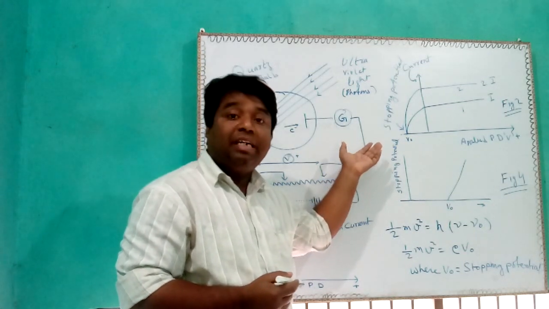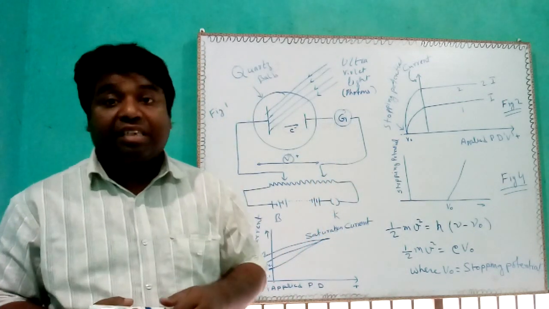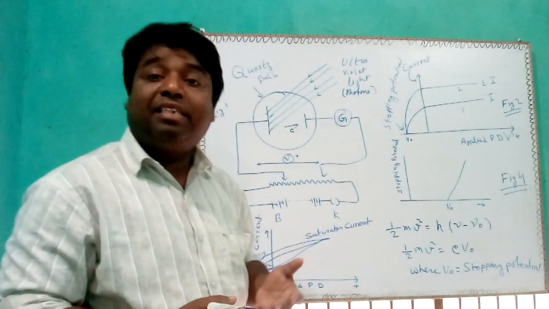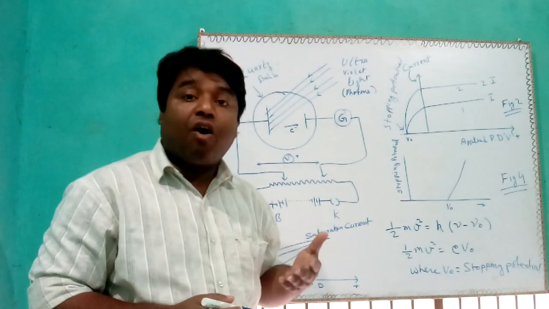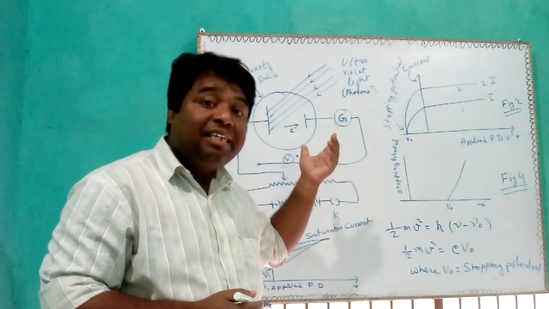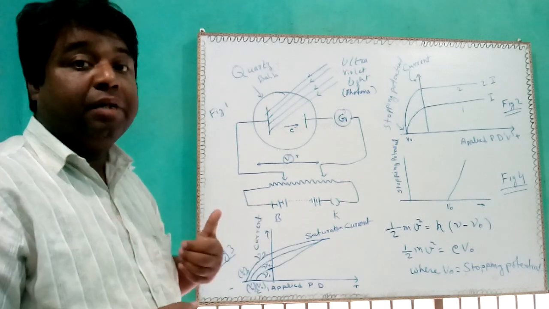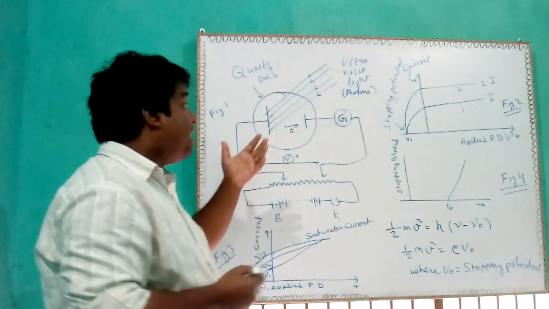What does this galvanometer deflection show? The galvanometer deflection shows that there is a production of current in that circuit. Now, where are these electrons coming from? The idea is very clear.